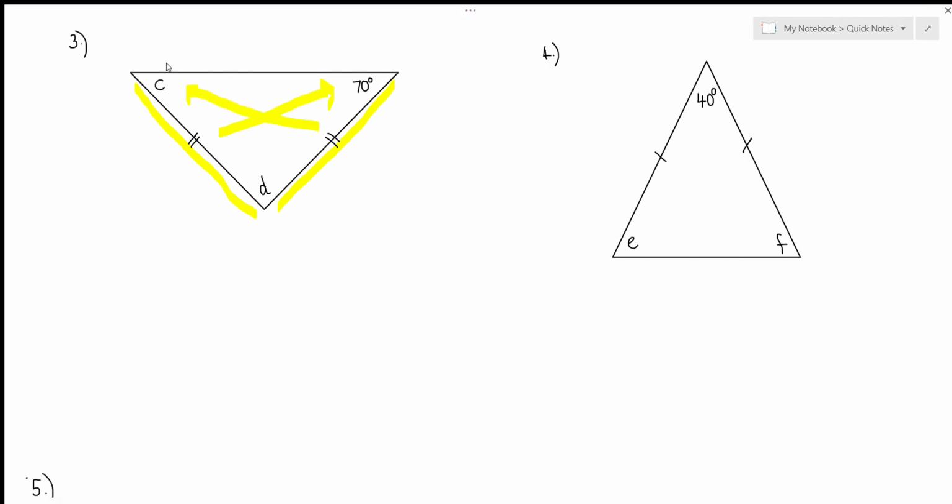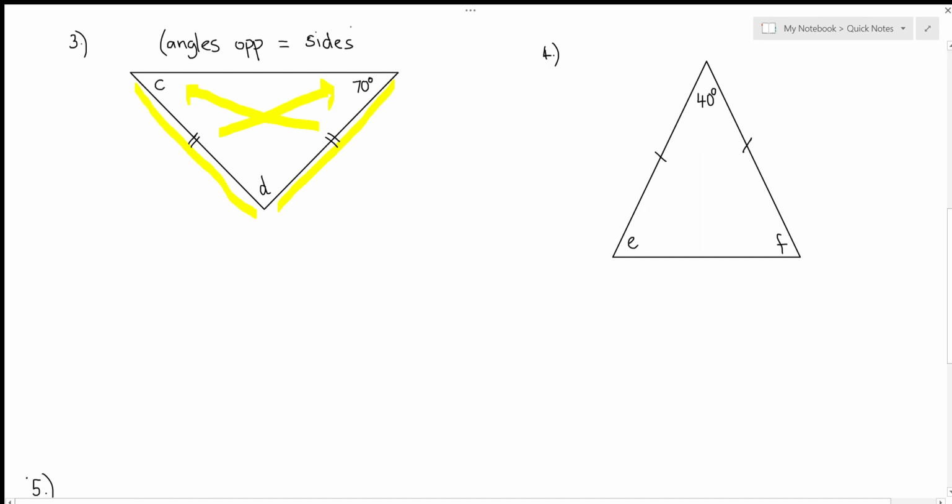So let me just make a note of that. Here I'm going to say angles opposite equal sides. So angles opposite the equal sides are equal. If we're looking for my reason, that's the reason that we would give.